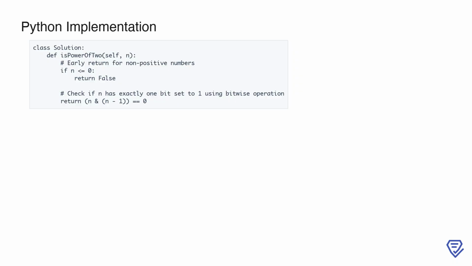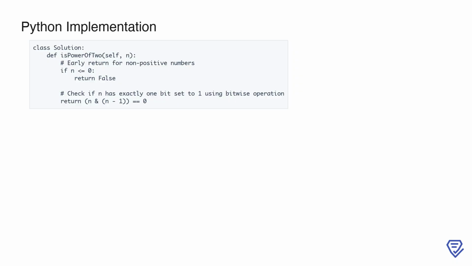2. Binary representation and bitwise check. A power of 2 has exactly one bit set to 1 in its binary representation. For example, 1 is 0001, 2 is 0010, 4 is 0100, and so on. The bitwise operation n & (n-1) exploits this property. Subtracting 1 from a power of 2 flips all bits after the single 1 bit to 1 and the 1 bit itself to 0. Performing a bitwise AND, n & (n-1), results in 0 if and only if n is a power of 2.